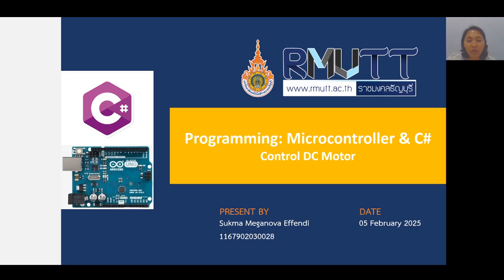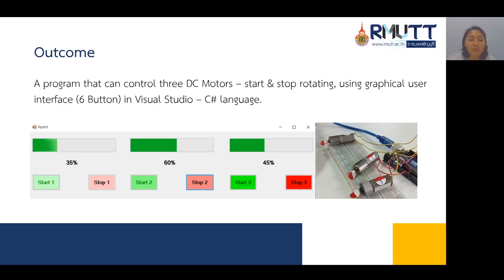I want to present my homework about programming in microcontroller and C# language for controlling a DC motor. The outcome of this homework is a program that can control three DC motors for start and stop rotating, using a graphical user interface with 6 buttons like in this picture, in Visual Studio using C# language.